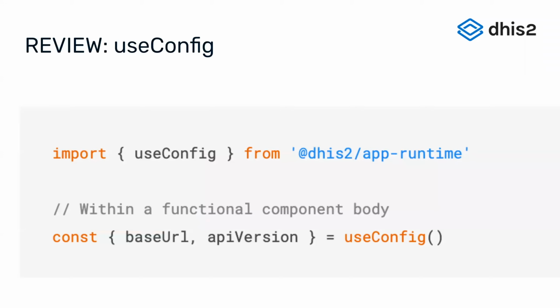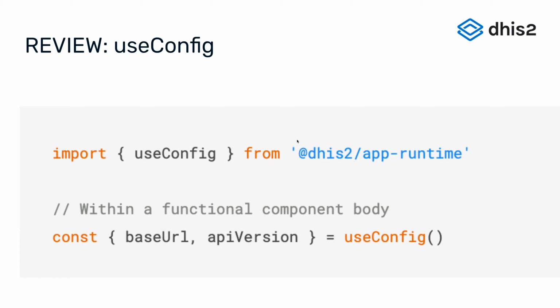The other piece of the DHIS2 app runtime that is not covered very often, or not very well known maybe, but can be very useful actually, allows you to access those variables that you set in the provider or that are set for you by the app platform. And those two variables are the base URL and the API version for now. There might be other, or there will be additional configuration variables that are passed throughout your application using the useConfig hook in the future. But for today, it is base URL and API version.